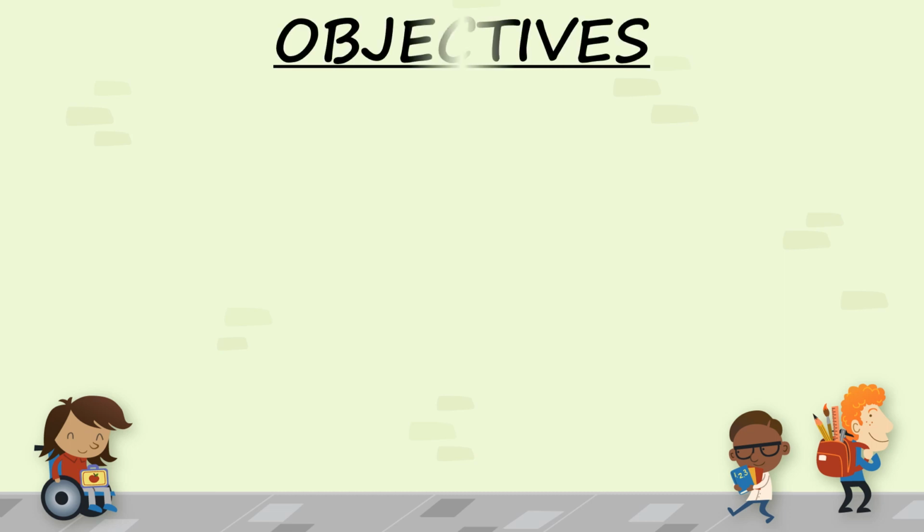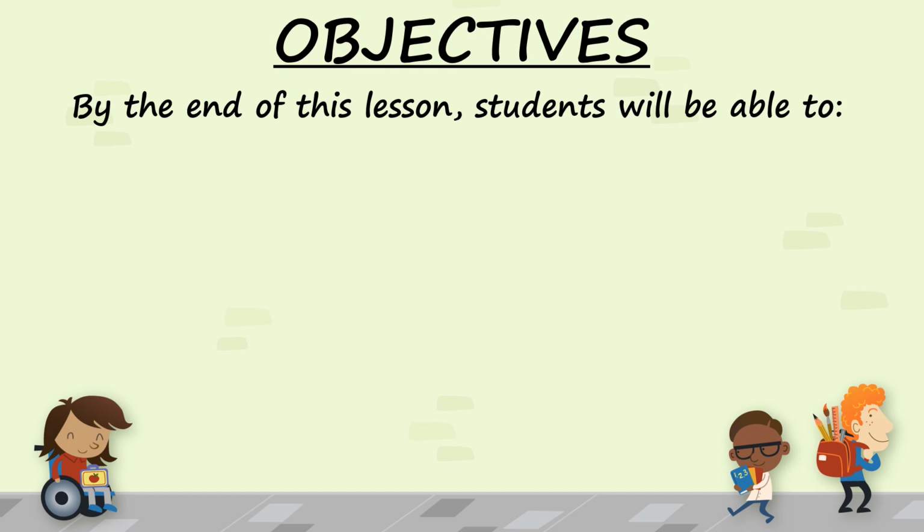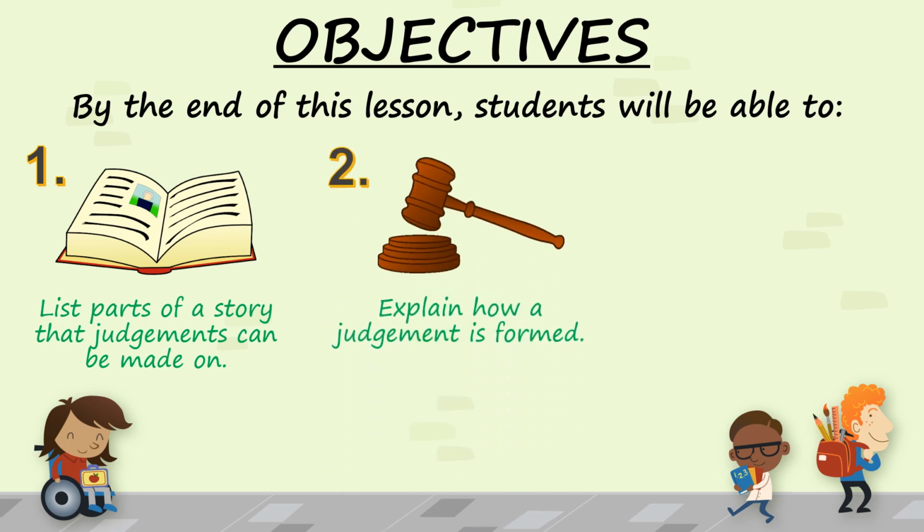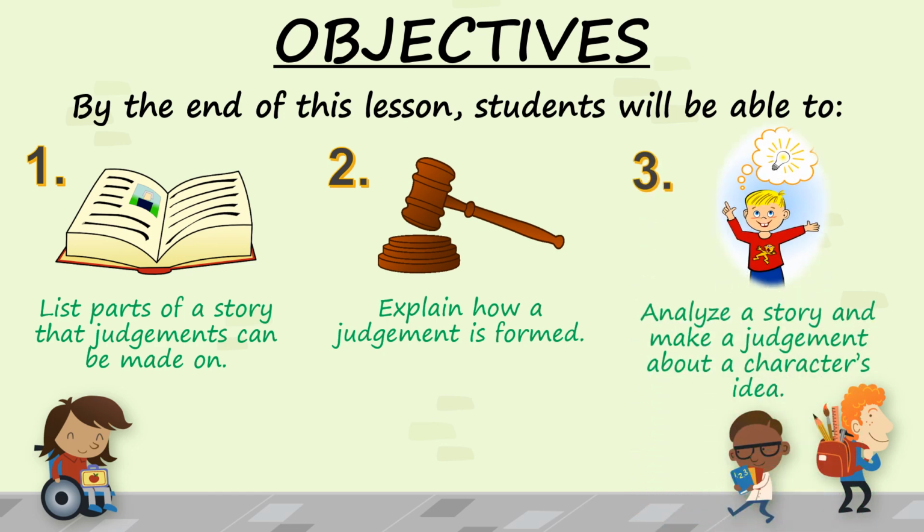Here is what you can expect to learn today. By the end of this lesson, you will be able to: 1. List parts of a story that judgments can be made on. 2. Explain how a judgment is formed. And 3. Analyze a story and make a judgment about a character's idea.